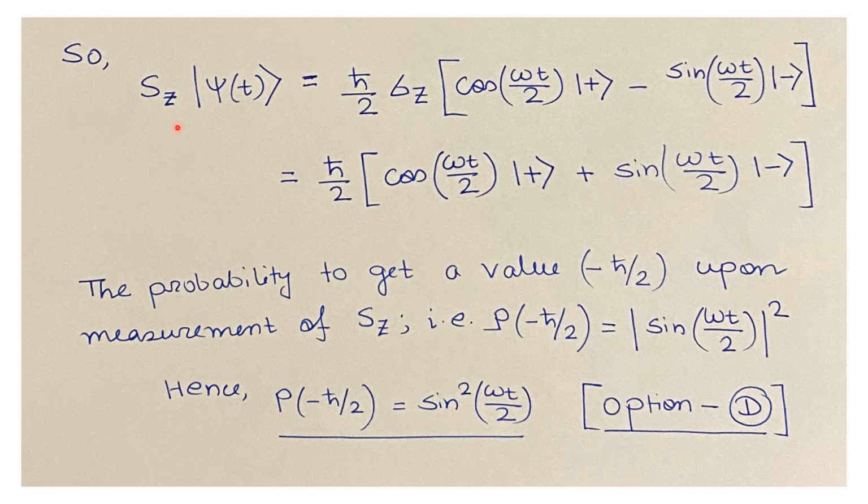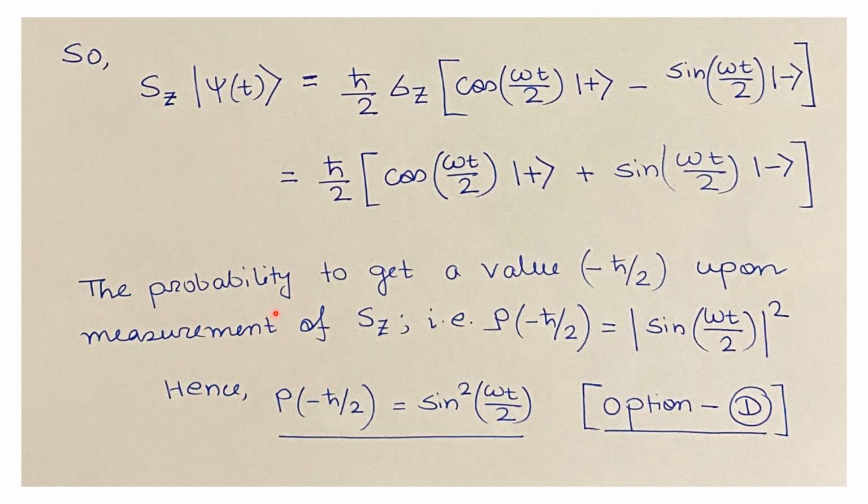Now, the Sz operator acting on this time evolved wave function, psi at time t, will give h cut by 2 times sigma z operating on psi t, that is cos omega t by 2 times the plus state minus sin omega t by 2 times the minus state. So, sigma z operating on the plus state will give 1, so it will be cos omega t by 2 times the plus state, and sigma z operating on the minus state will give minus 1. So, essentially it will give plus sin omega t by 2 times the minus state.